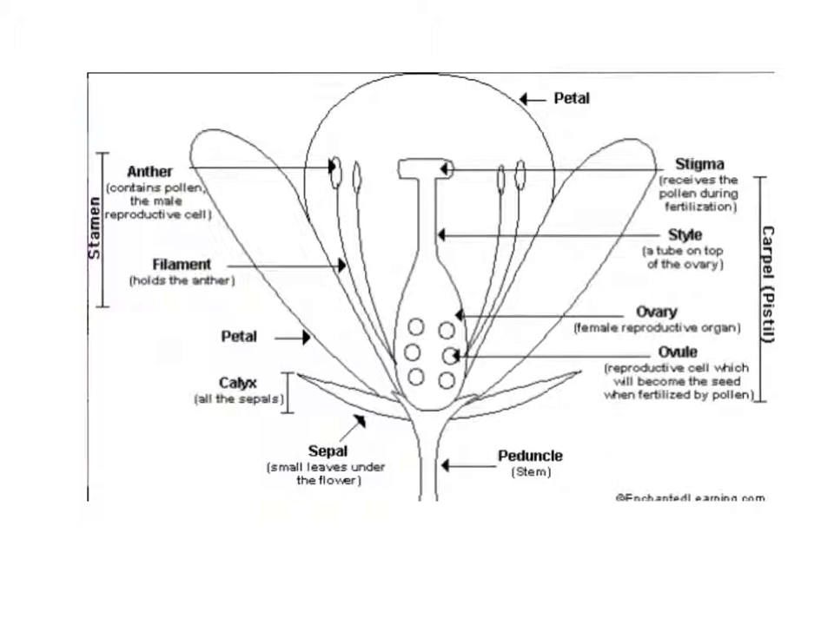It is possible for the pollen cells of the same plant to fertilize itself. So it's possible for the pollen cells to move from here to here and for the plant to fertilize itself. That is called self-pollination. And in those situations, you tend to find that the stamen and the stigma are designed so that that can happen quite easily.